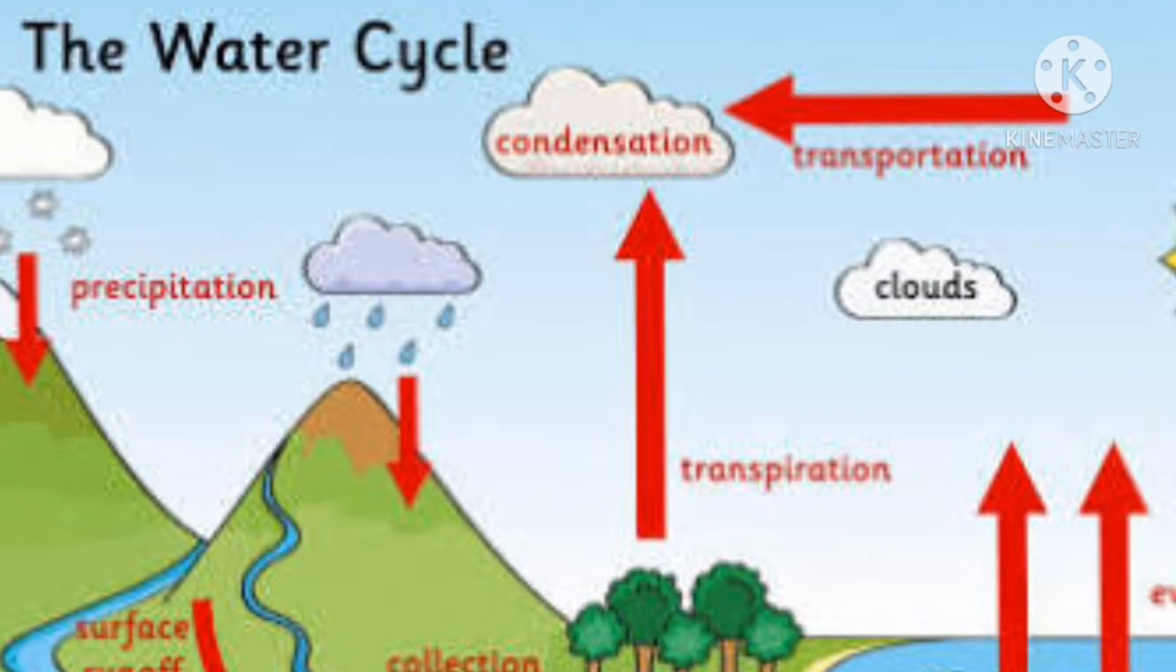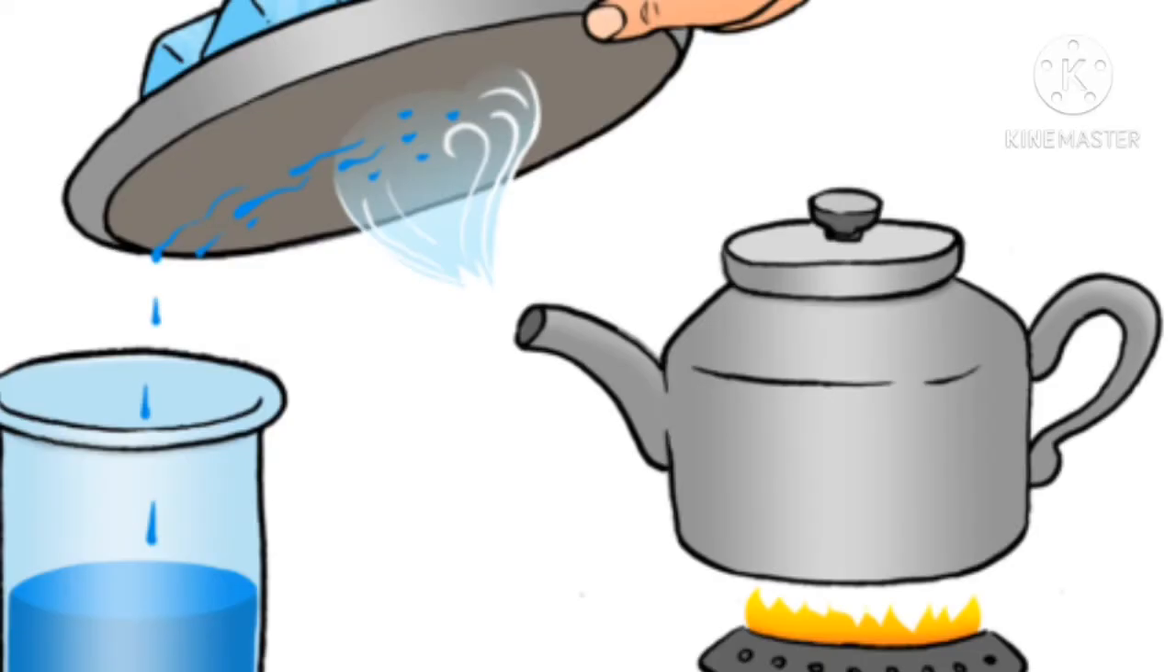These water droplets, along with various gases and dust particles, come together to form clouds. This is known as condensation. Now, hold a cold lid over the vessel in which you heated water. When you open the lid after some time, you will be able to see the water droplets on the lid. That's exactly what condensation is.